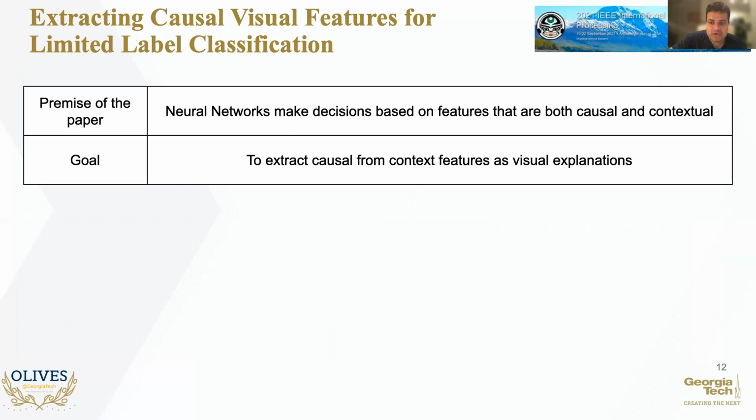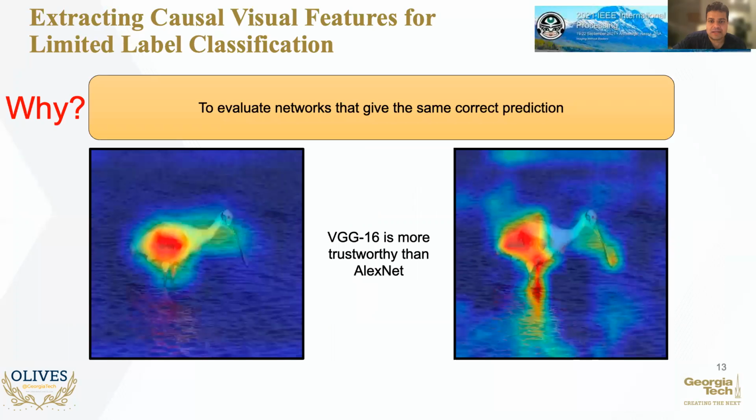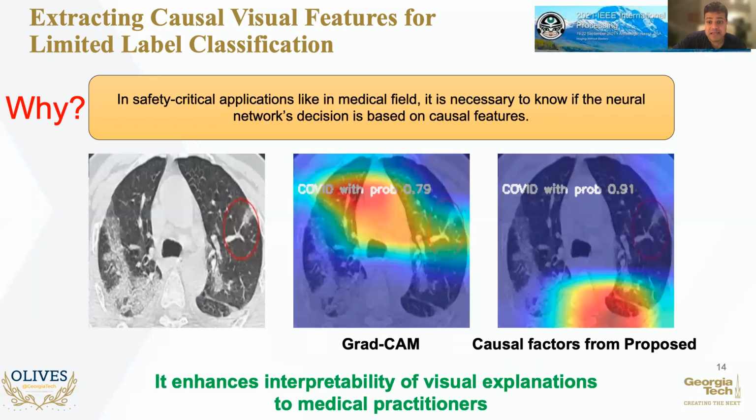Now, I want to answer the question of why we are doing something like this. The first and simple answer is that networks can be compared. It provides a way to evaluate networks whose predictions, and hence accuracy, are the same. Human beings are more trustful of networks that make decisions on regions that are causal. The second reason deals with safety critical applications.